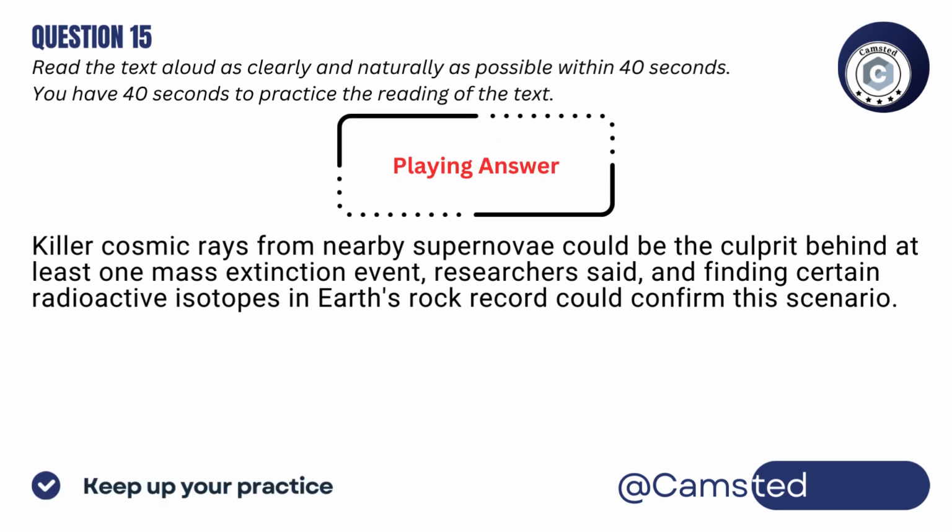Killer cosmic rays from nearby supernovae could be the culprit behind at least one mass extinction event, researchers said, and finding certain radioactive isotopes in Earth's rock record could confirm this scenario.